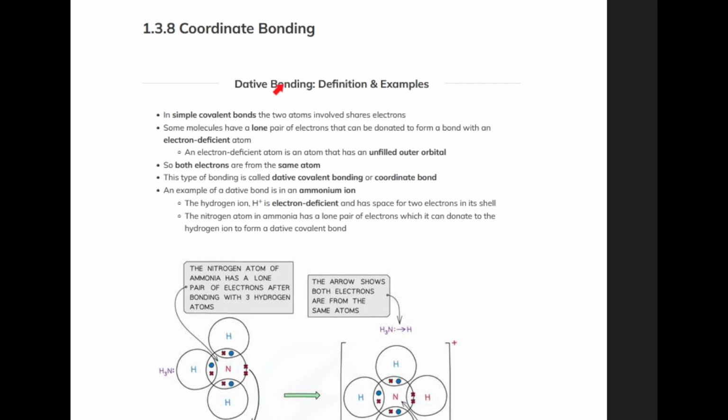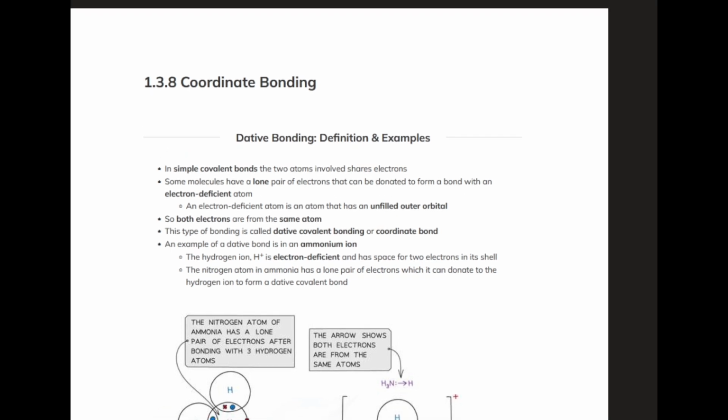Dative bonding, or maybe you're wondering, over here they say coordinate bonding, and over here they say dative bonding. So actually these two are the same. Okay, they are the same. So let's start from the basic one.